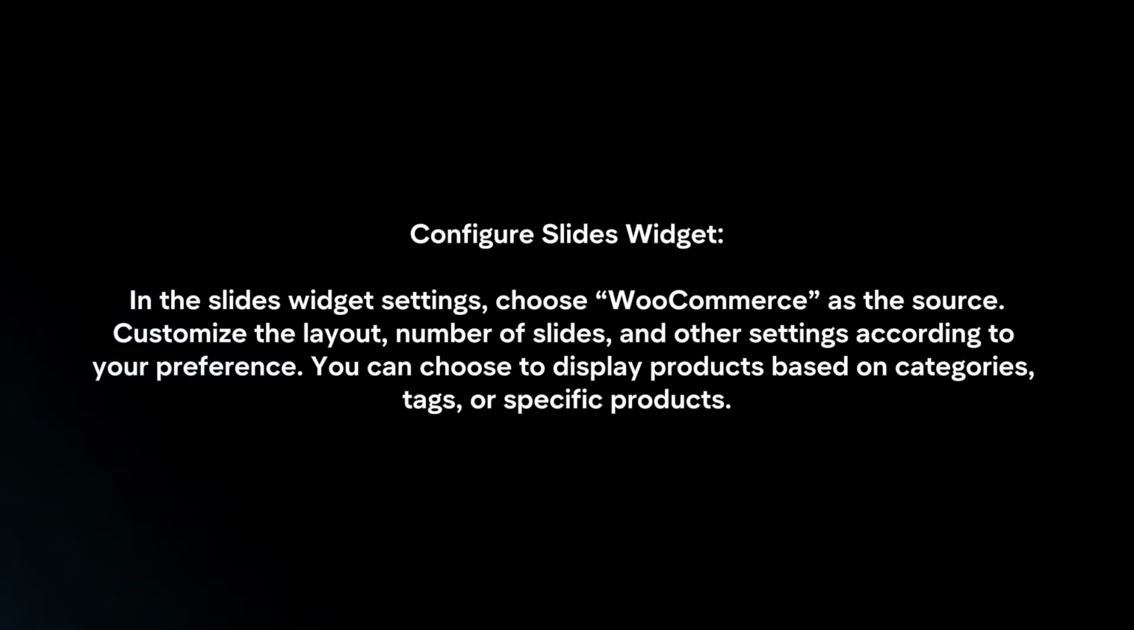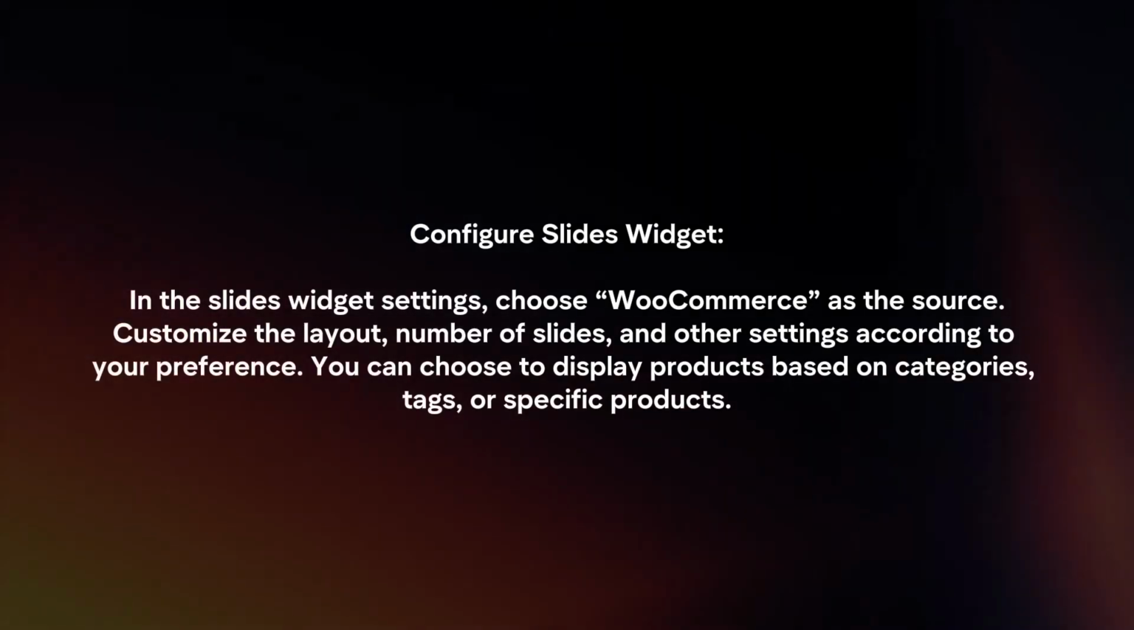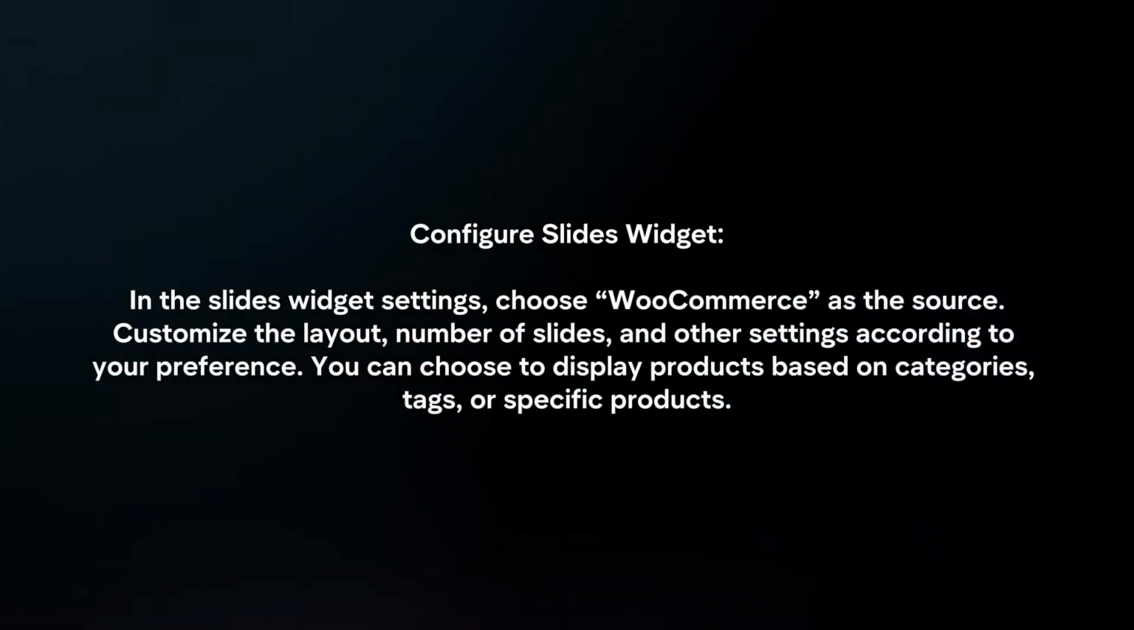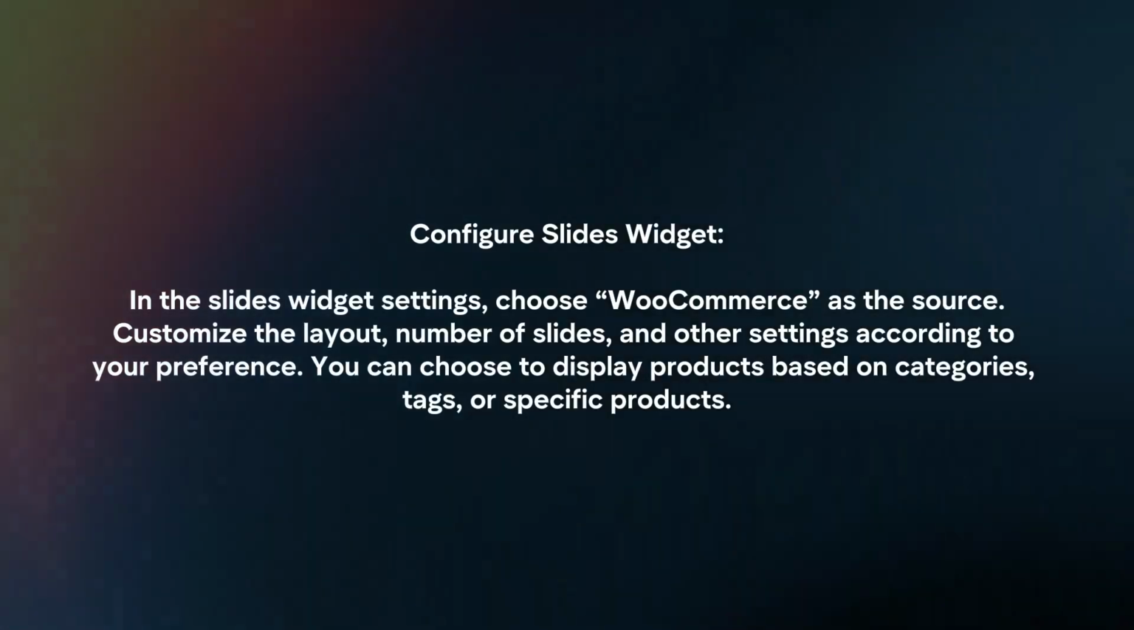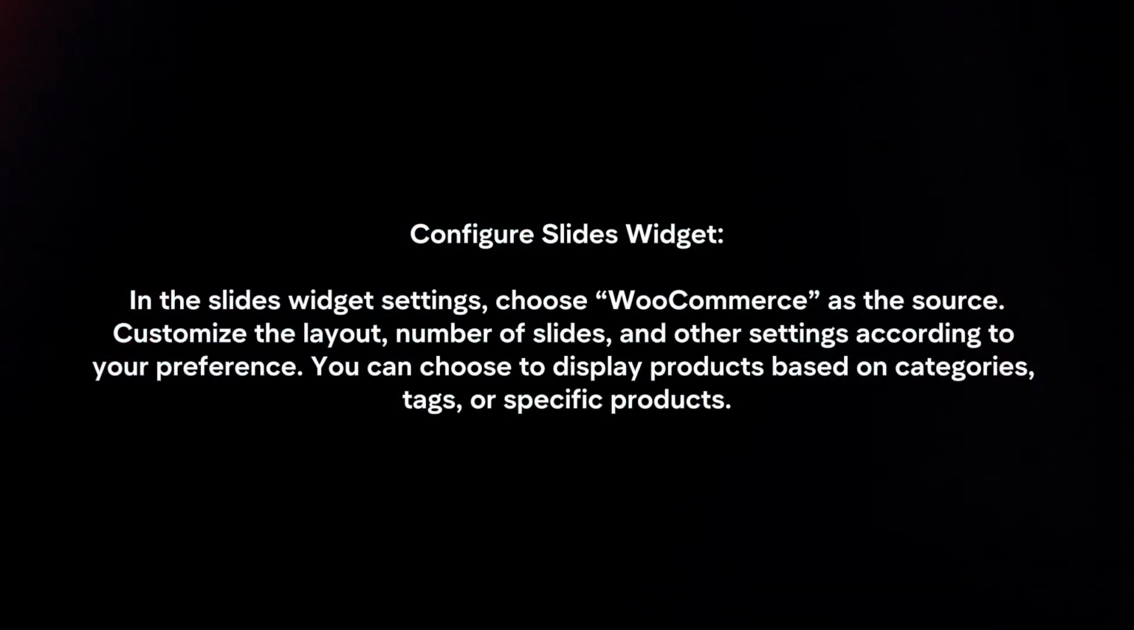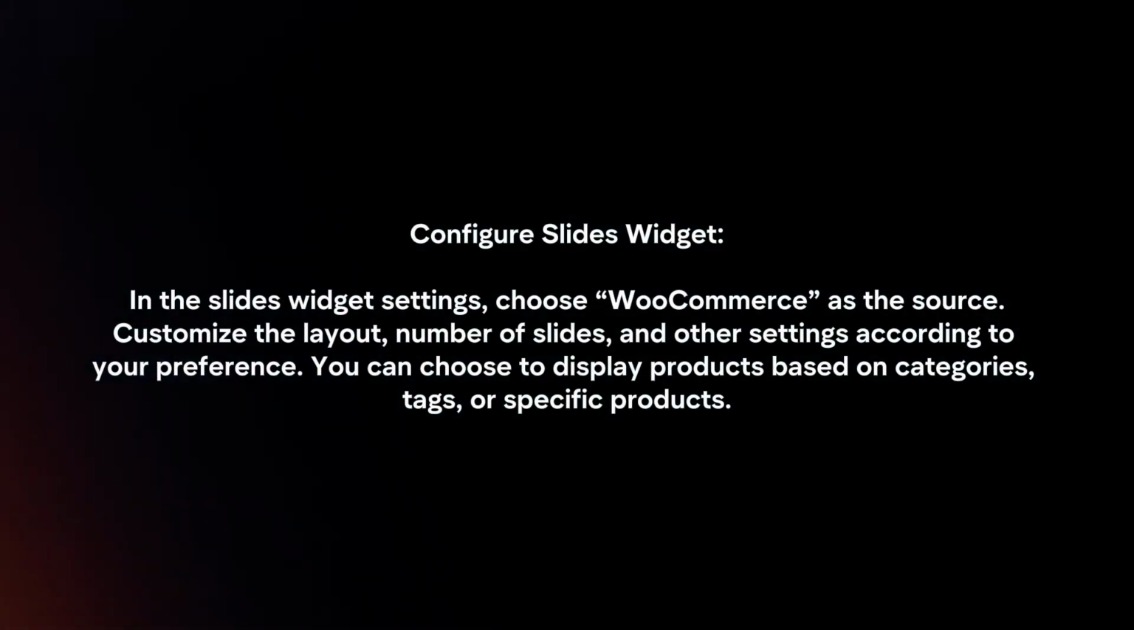Configure Slides widget. In the Slides widget settings, choose WooCommerce as the source. Customize the layout, number of slides, and other settings according to your preference. You can choose to display products based on categories, tags, or specific products.